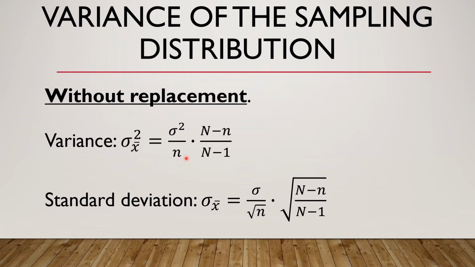Here we have the formula. As you can see, the only difference between with replacement and without replacement is this correction factor. And for the standard deviation, we take the square root of the correction factor multiplied by the standard deviation.